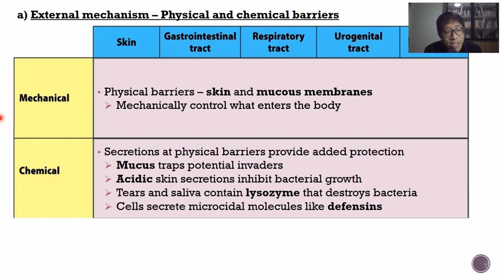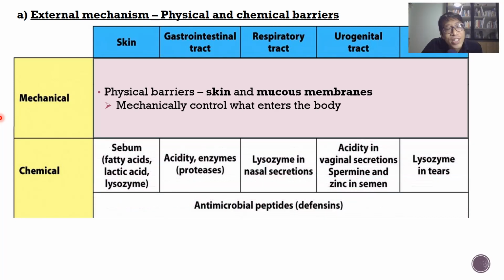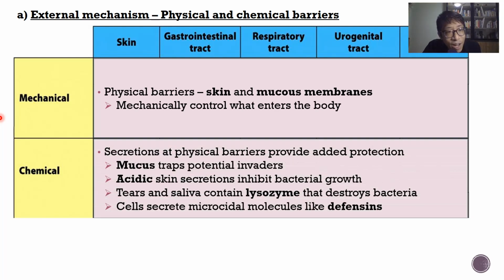Other secretions from the cells of the skin, for example, are a peptide called defensins, which can create channels on the bacterial surface and cause them to lyse as a result. Such molecules that can kill pathogens are called microbicidal molecules. Again, there are different specific chemical barriers in the different parts of the body, but you don't need such details.